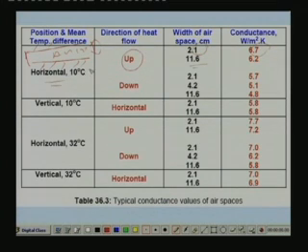On the other hand, for a temperature difference of 10 degree centigrade, that means T1 minus T2 of 10 degree centigrade, if the heat flow direction is downwards, that means you have two surfaces like this and heat is flowing in this direction.